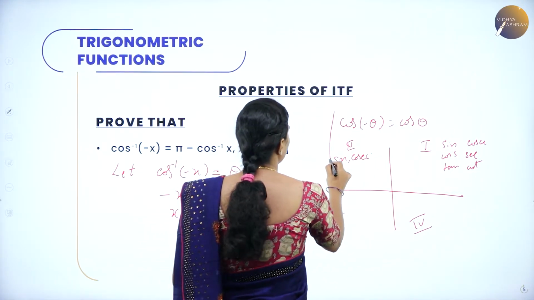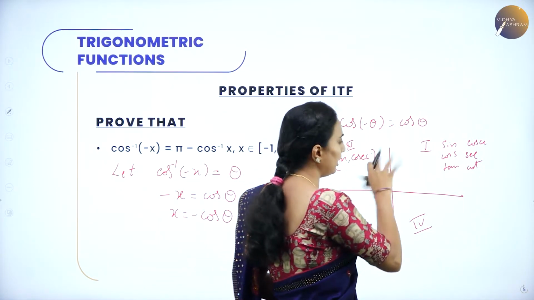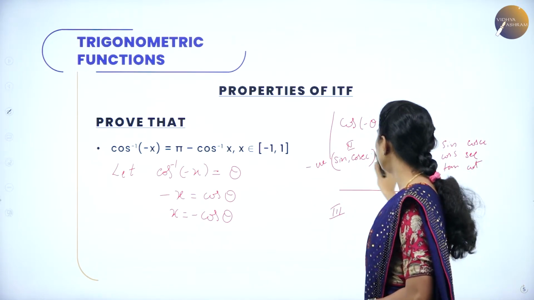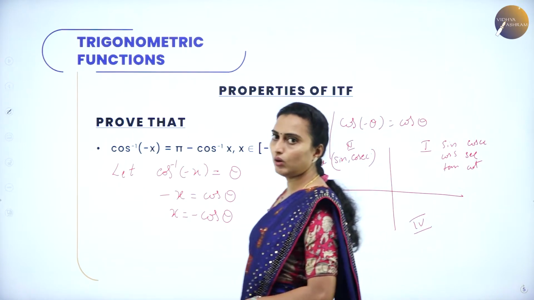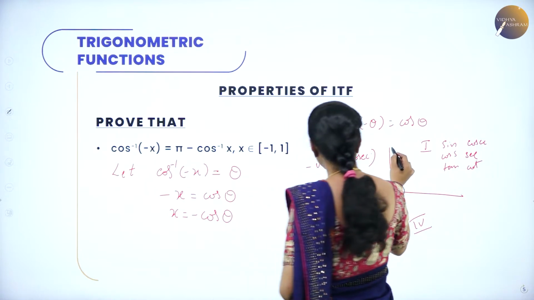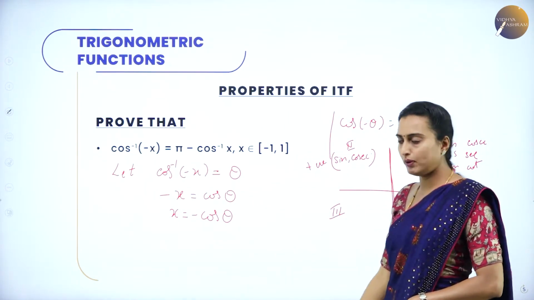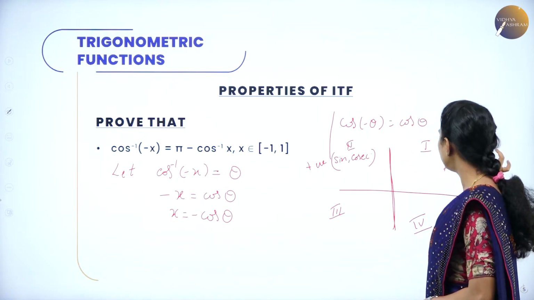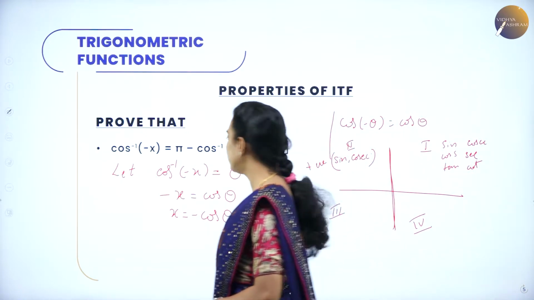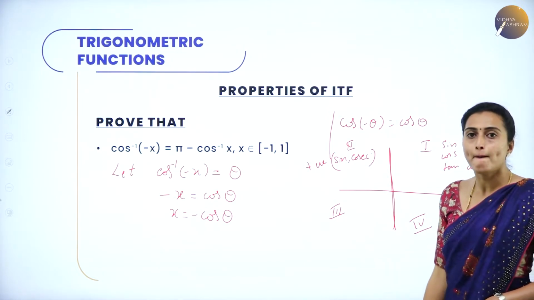Negative will be sine and cosecant, remaining all are positive. What are all the remaining? Cos, secant, tan, cot will be positive in the second quadrant. Are you getting this? Sorry, now I'm going to explain to you. In the first quadrant, sine, cosecant, cos, secant, tan and cot will be positive.